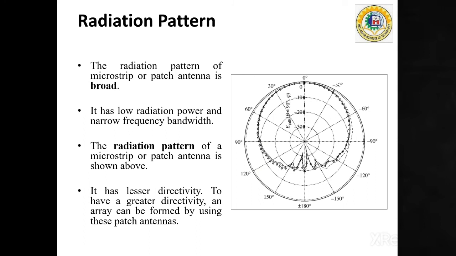The radiation pattern of microstrip antennas. The radiation pattern of a patch or a microstrip antenna is broad. It has low radiation power with a narrow frequency bandwidth, which is considered as a major disadvantage. The radiation pattern of a microstrip patch antenna is similar to that shown in the figure. It has lesser directivity. To have a greater directivity, an array can be formed by using these patch antennas. These are known as array antennas.